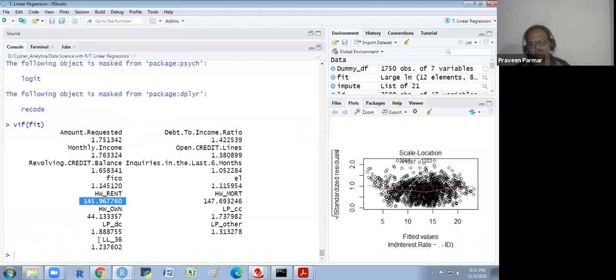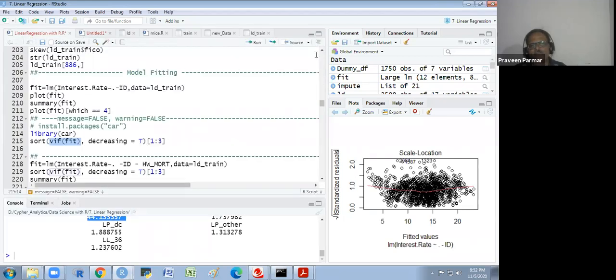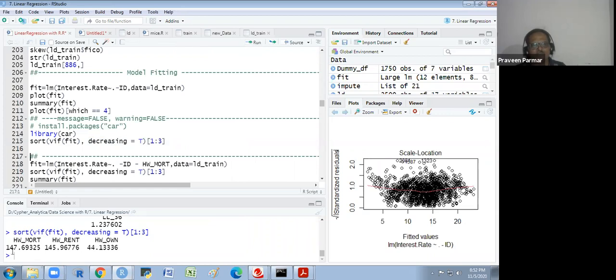This one is not, this is not, this is not, but this is more than 5. Variables with VIF more than 5 are not giving us new information. So we have to remove them one by one, the highest VIF first, then the second. So I am sorting the VIF values with decreasing equal to true, meaning the highest first, and I am just taking the top 3 VIF. So these are the top 3.